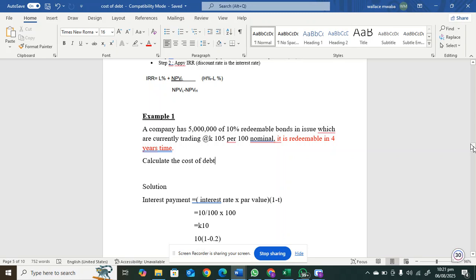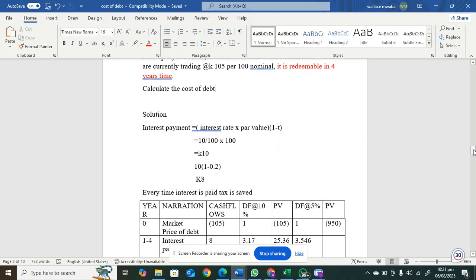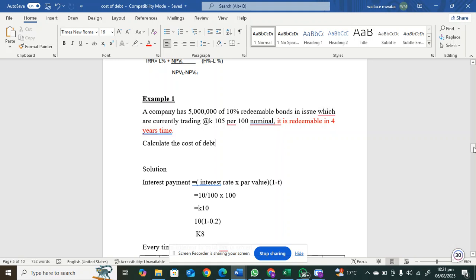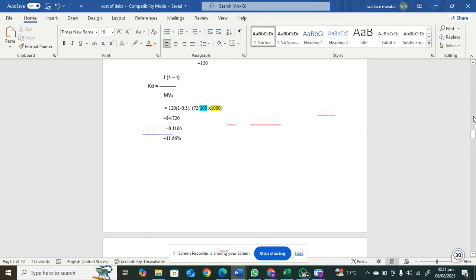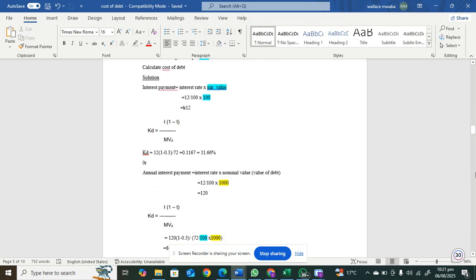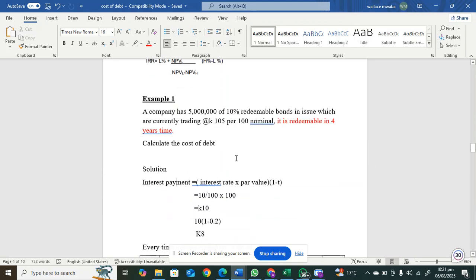When you're dealing with redeemable debt, the first step is to calculate the after-tax interest payments. If you remember, for irredeemable debt, this is I(1 - T). This is basically what we're doing here. The after-tax interest payment for the bond is the interest rate times the par value times (1 - T).